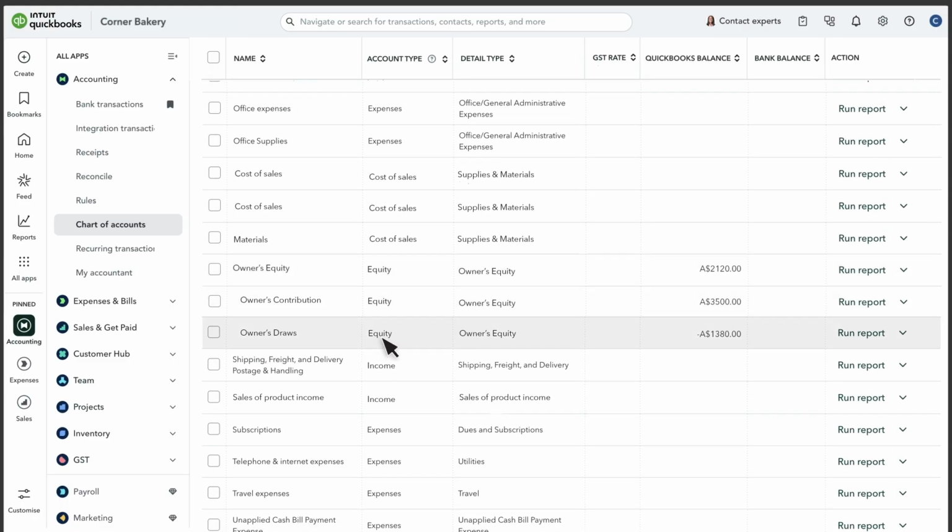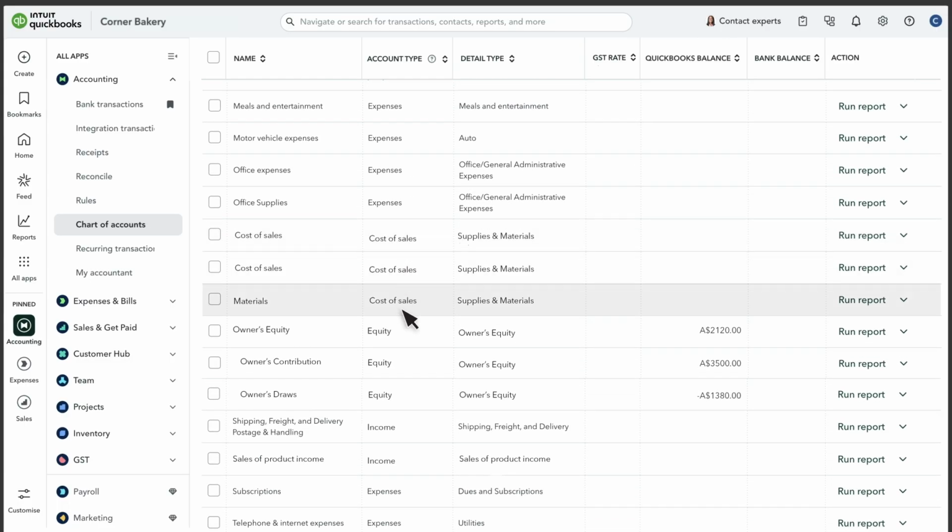Equity accounts show you how much the business is worth to the owner. They also help you track ways the owner invests or draws money from the business. You use equity accounts when the owner deposits money into the business, or when they withdraw money for their personal expenses. Income accounts help you track why you receive money from customers or donors.